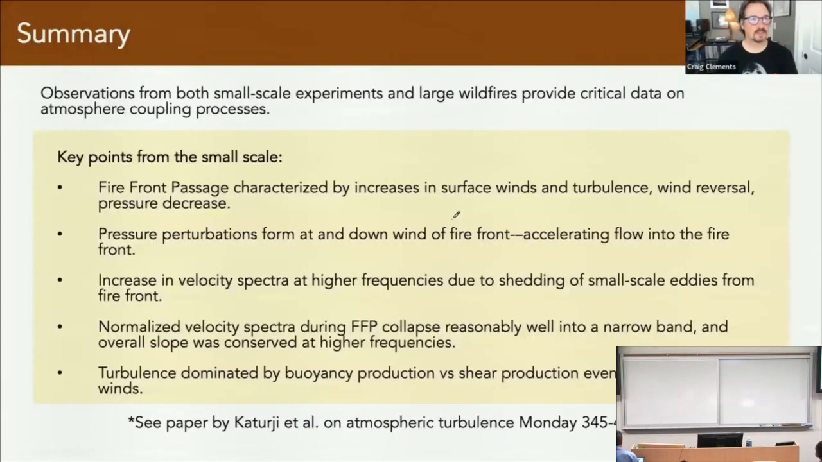Okay, so I'm going to skip through these points just to save time, but I think the key points from the small scale stuff is that the fire front passage, or FFP, period is associated with increases in surface wind, turbulence, a wind reversal, and a pressure decrease. We see that on a number of different types of fires and different experiments. Those pressure perturbations form at or downwind of the fire front, causing the acceleration of the wind through the fire front. I talked about the velocity spectra at higher frequencies being due to the shedding of small scale eddies from the fire front itself, and we can see that increases the energy of the turbulence in the spectra.